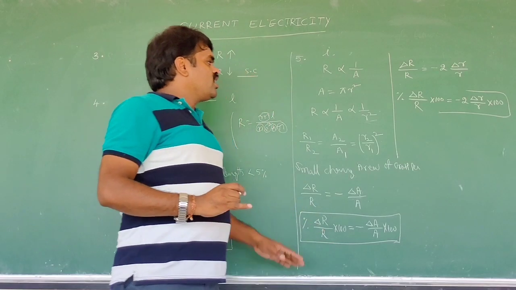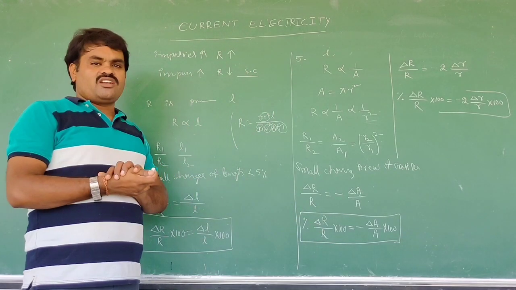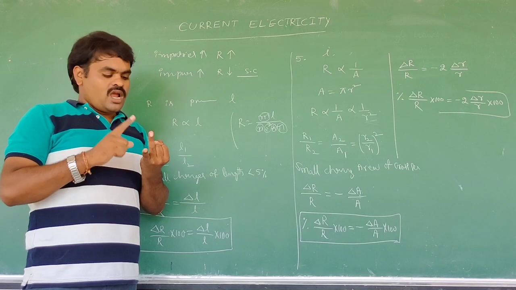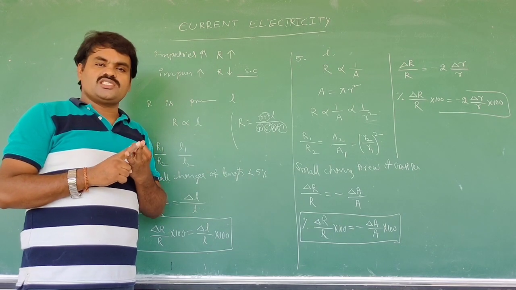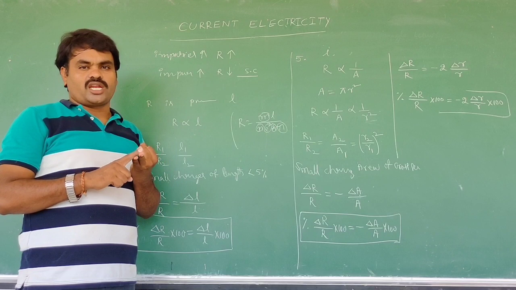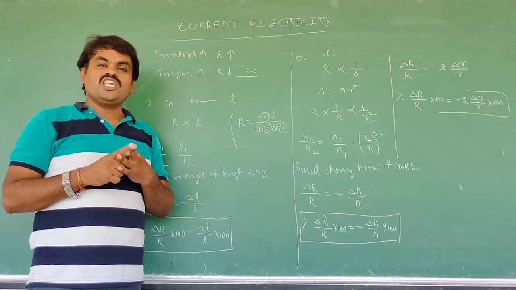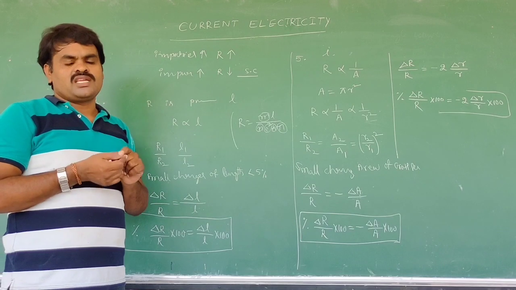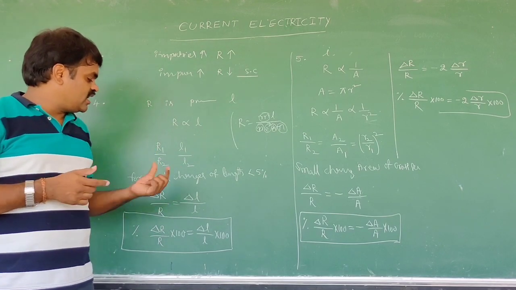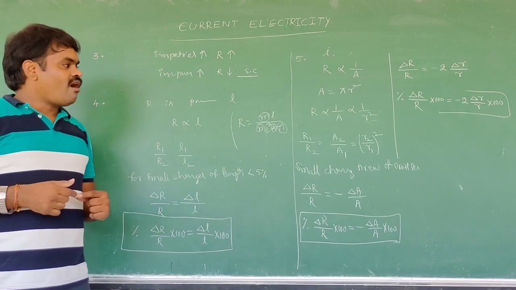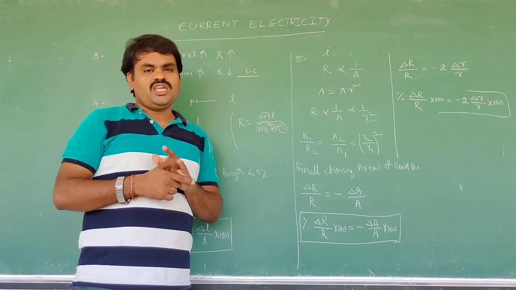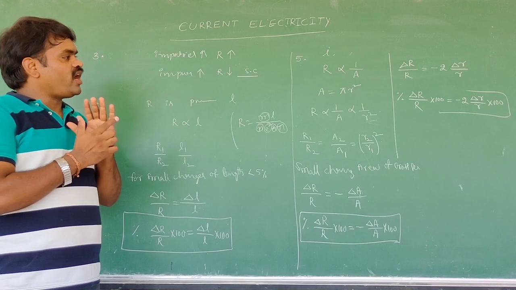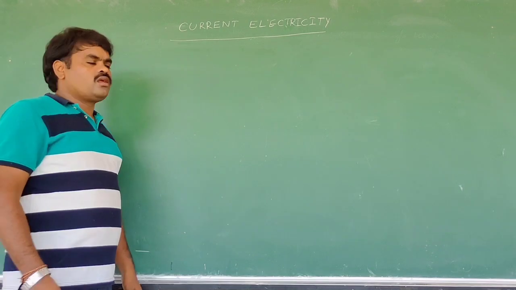Here the resistance of a conductor depends on the nature of the material, on the temperature of the conductor, on the impurities, and also on its dimensions. Dimensions means the length of the conductor and the area of cross section of the conductor. These are the factors affecting the resistance.